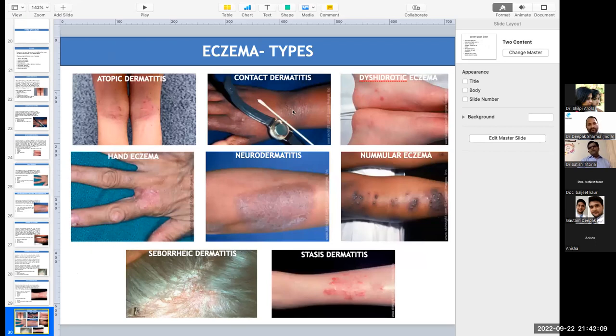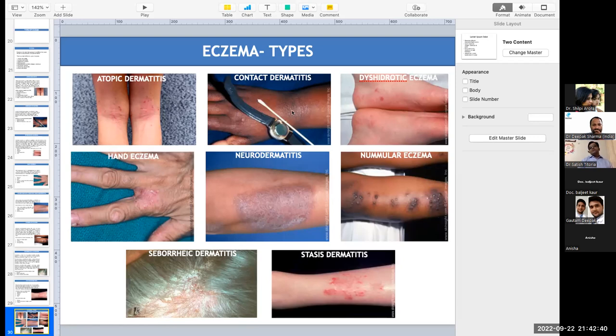These are the pictures where, in short, you can diagnose the common eczemas, like atopic dermatitis. Just to summarize again, atopic dermatitis occurs mainly on the flexor aspect, like behind the knee, elbows, and folds of the neck, mainly all flexor areas. If they are there, then most likely it's atopic dermatitis.